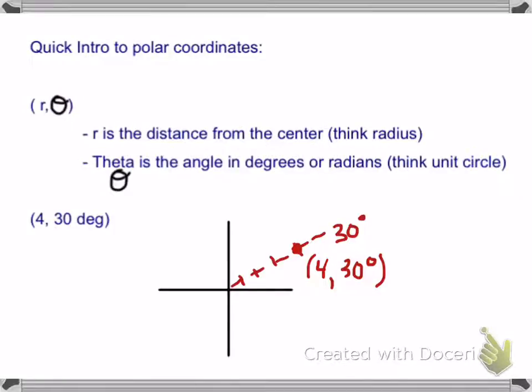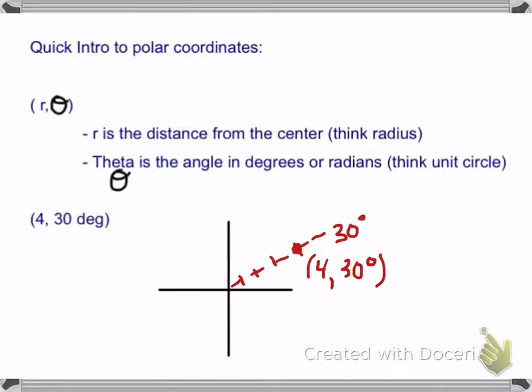Alright, we are going to do a little quick 2-day unit on an intro into polar coordinates. This is a way of graphing equations and dots and stuff that's different from the traditional XY plane that you're used to. So instead of seeing ordered pairs that are x comma y, what you're going to see instead is ordered pairs that are r comma theta.